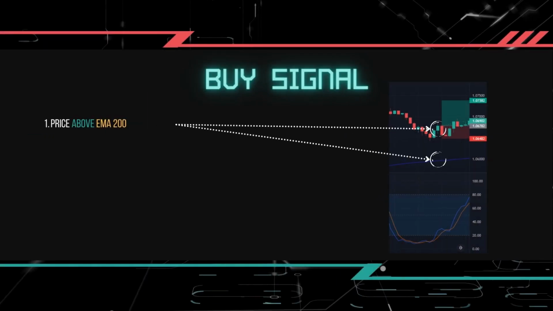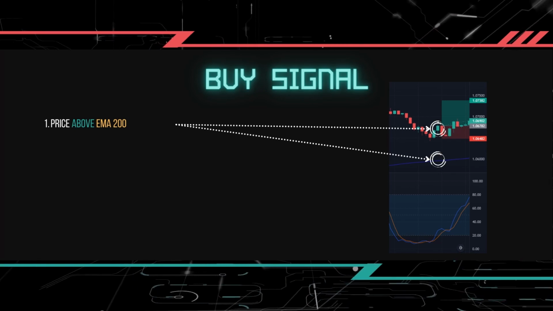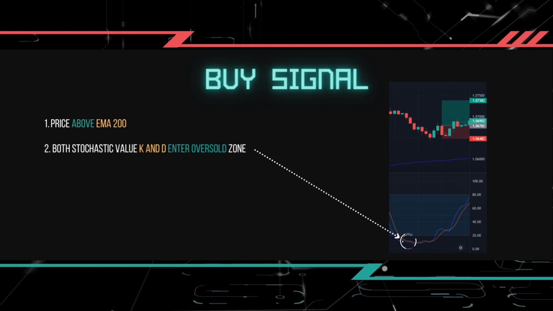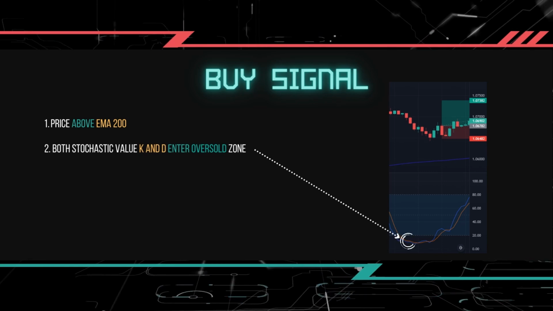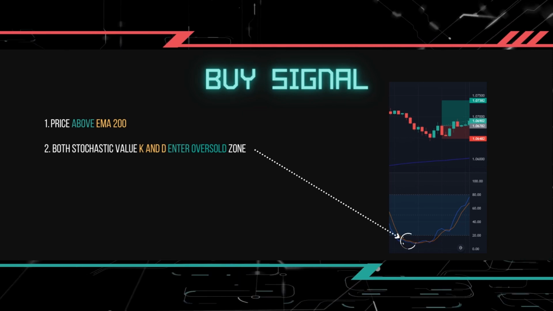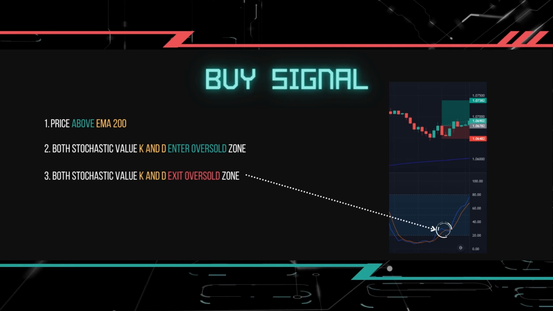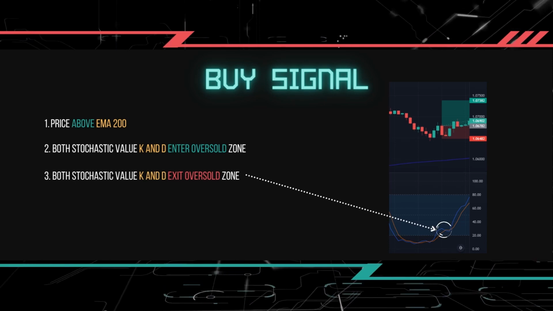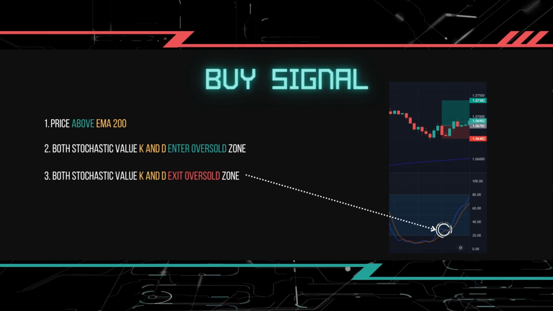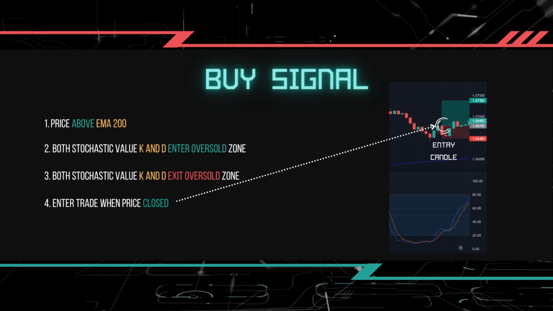For a buy signal, first, we check that the price is above the 200 EMA. This shows that the price is in an uptrend. Second, we will check that both stochastic K and D values enter the oversold zone, with value D bigger than value K. This will show that the price is starting to reach an oversold area. Third, we will wait for the stochastic K and D values to exit the oversold zone. The K value needs to be bigger than the D value. We will enter a buy trade at the close of the candle.